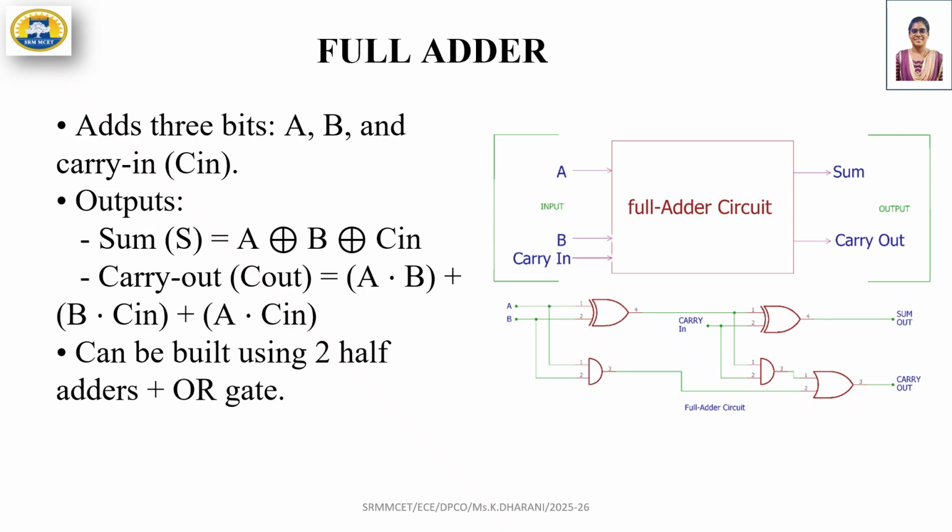Moving into the full adder, I have taken 3 bits: A, B and C in. C in is nothing but carry in. For the sum output, I have mentioned A, B and C in. For carry out, I have mentioned A and B plus B and C in plus A and C in. For this implementation, we use 2 half adders plus an OR gate. For example, consider A is equal to 1, B is equal to 1 and C in is equal to 1. Then the output would be sum is equal to 1 and carry out is equal to 1.